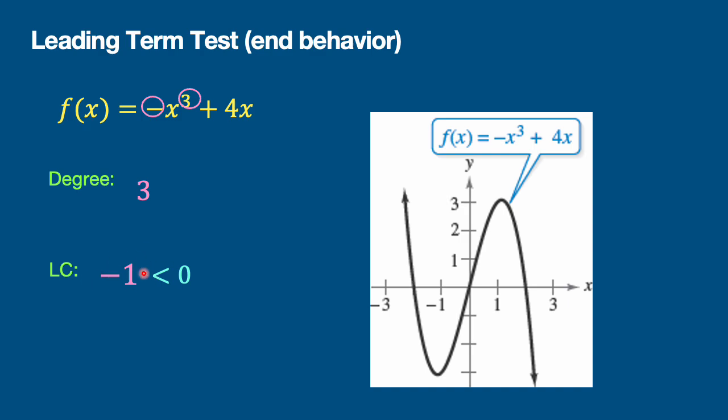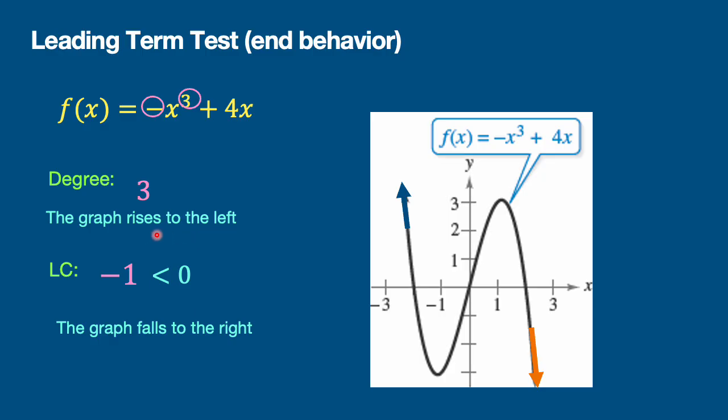The leading coefficient is negative, meaning on the right side the graph goes down. The graph falls to the right. You have to check that, guys. Make sure of it. Next, the left side goes up: the graph rises to the left because the degree is odd. So when the degree is odd, the left and right sides go in opposite directions. With a negative leading coefficient, the right side goes down. Remember this one, guys, okay?